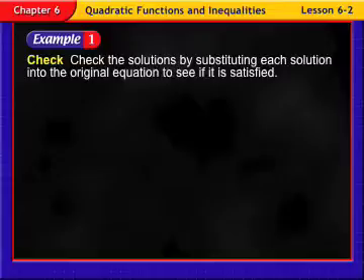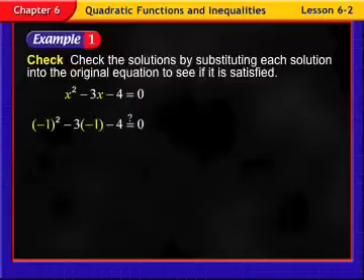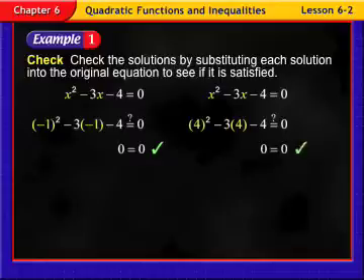So we can check the solutions. We really wouldn't need to in this particular case because we already had it in our table of values, but let's just look again. If we put in the -1, we in fact get 0, and if we put in the 4, again we get 0.